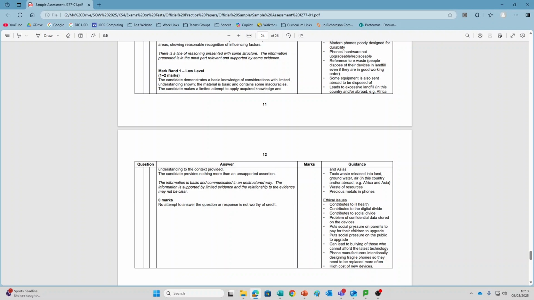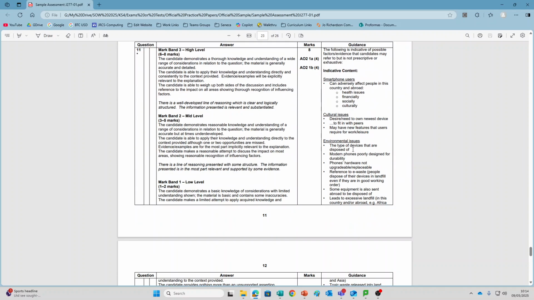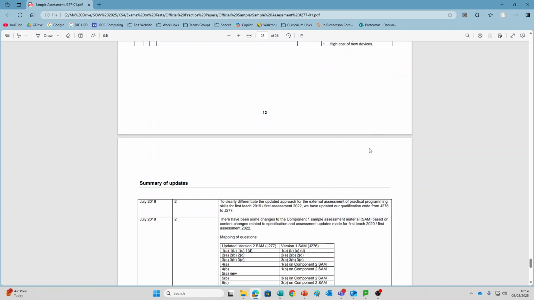But look, you've got loads of ethical issues: social pressure to upgrade, could lead to bullying, cost, there's loads of stuff. And environmental, we've got loads of stuff you could have written there. And smartphones generally, you can say that they damage people's health because they're less likely to socialise, less likely to do health and fitness and stuff. There was quite a lot there, so hopefully you could think about it.